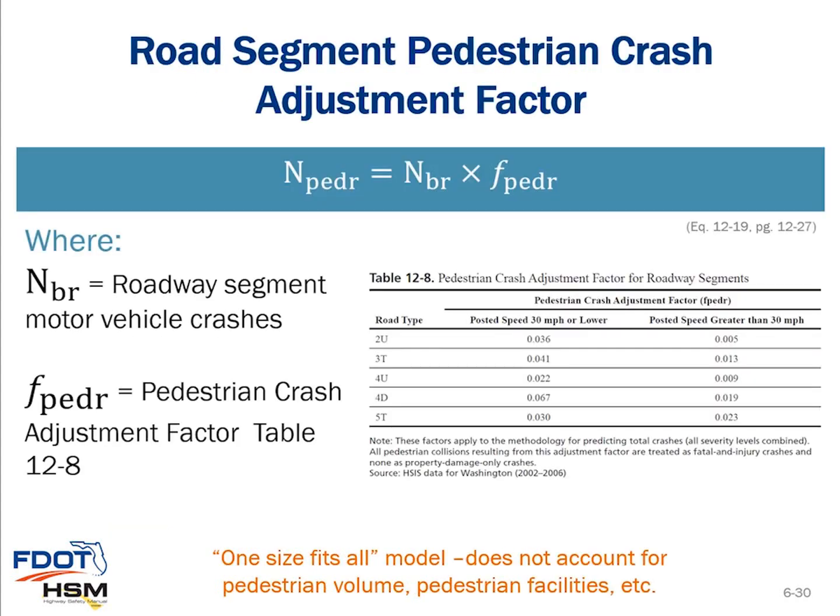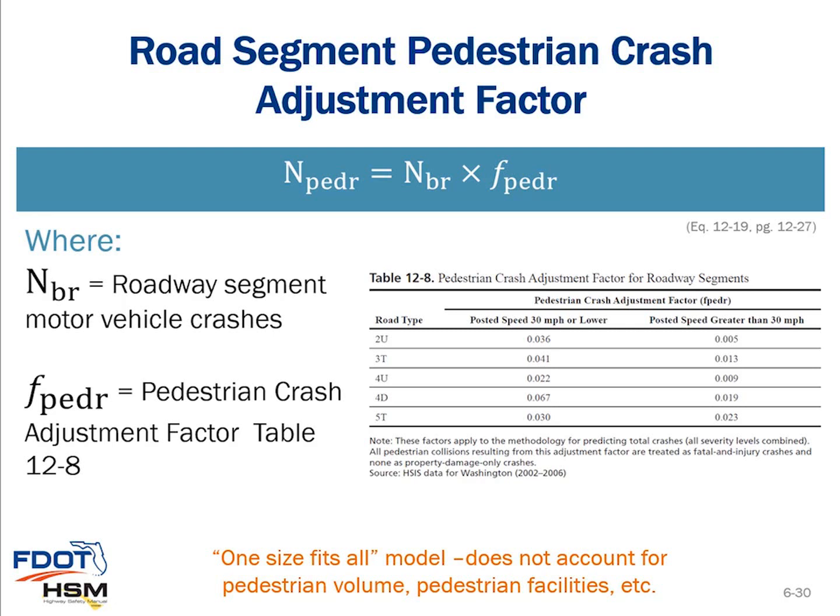Another SPF in the overall Chapter 12 is that for vehicle-pedestrian crash, and you use a pedestrian crash adjustment factor. This is really a function of N sub BR, which is the total crashes you just did for the motor vehicle component. So this is the total from that times a pedestrian crash adjustment factor.